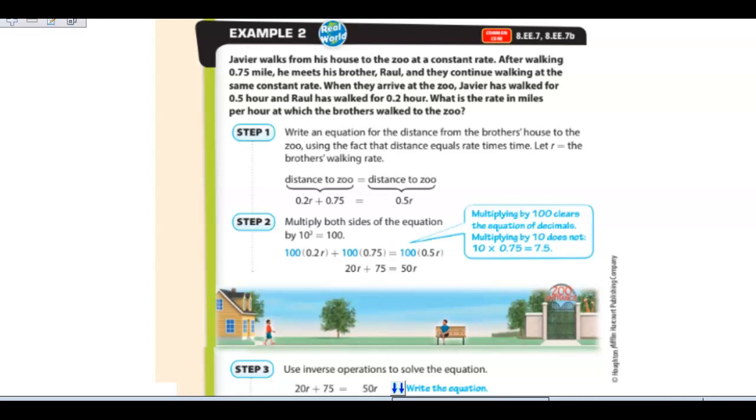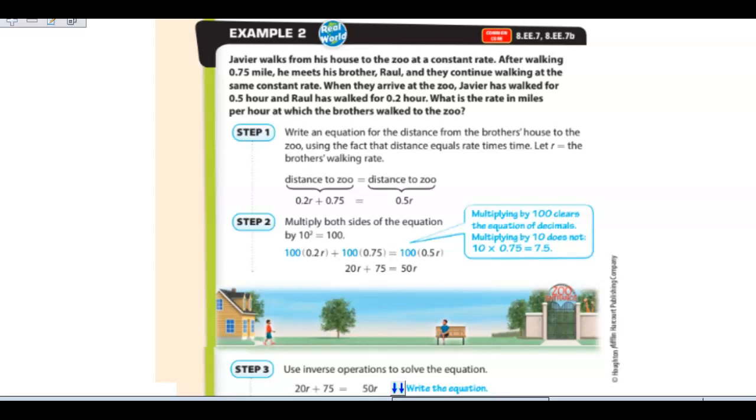So Javier walks from his house to the zoo at a constant rate. After walking 75 hundredths of a mile, he meets his brother Raul, and they continue walking at the same constant rate. When they arrive at the zoo, Javier has walked for 5/10 of an hour, and Raul has walked for 2/10 of an hour. What is the rate in miles per hour in which the brothers walk to the zoo?